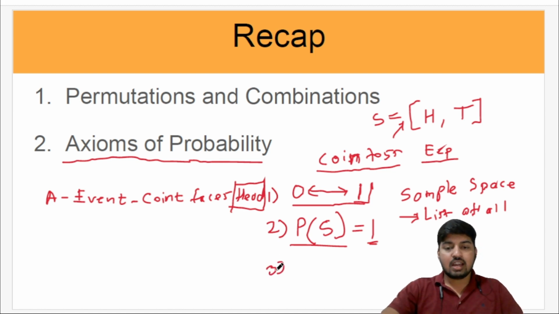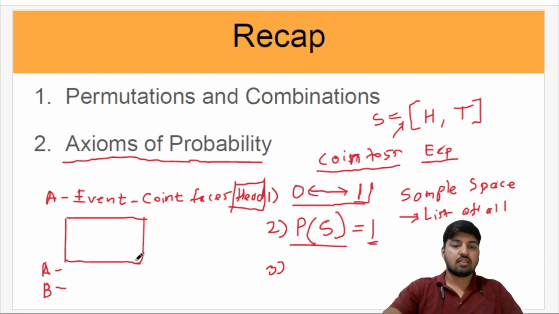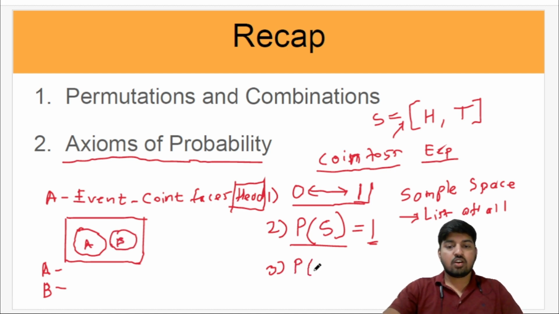The second, we have seen that if event A and event B are mutually exclusive, correct? This is the condition. This is what we saw. If this is our sample space and this is my event A and this is my event B, then probability of A and B is equal to probability of A plus probability of B. Okay. Anything else? Are we missing anything?